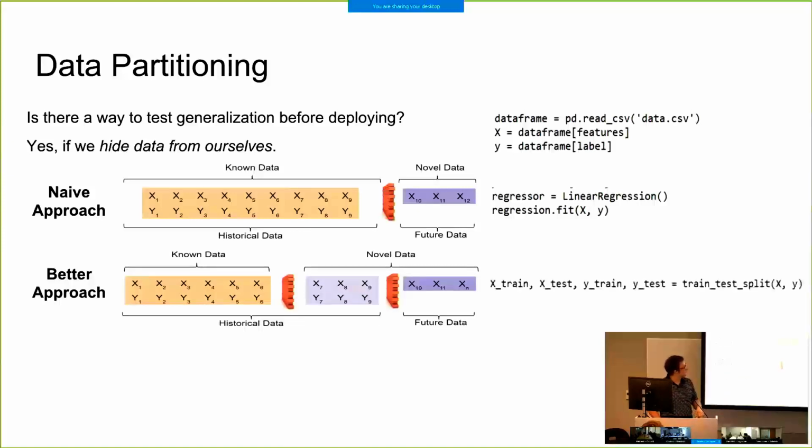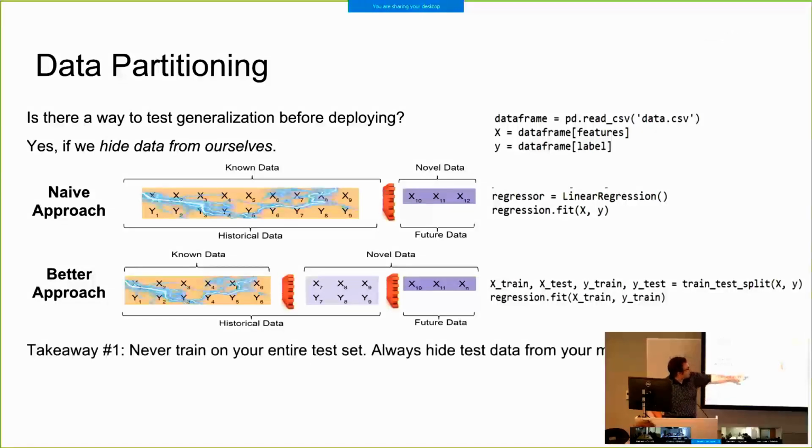And to do this in scikit-learn, what you do is you do train test split. And that will divide your X and Y into these 4 different sets. And then you want to fit on X train and Y train. So your first takeaway is always write these 2 lines of code. Never write the top line. It's a fairly straightforward takeaway.